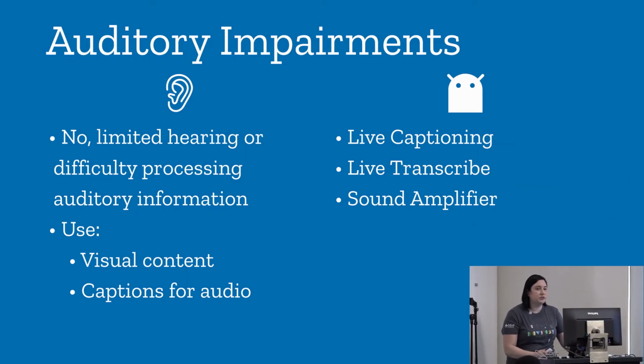Auditory impairments include no or limited hearing or difficulty processing auditory information. And folks with these kinds of disabilities use visual content or captions for audio. Now, Android provides this. It has live captioning for captioning media and live transcribe for transcribing essentially speech and sounds. And then there's also a sound amplifier that you can control the different elements of sound in the environment.